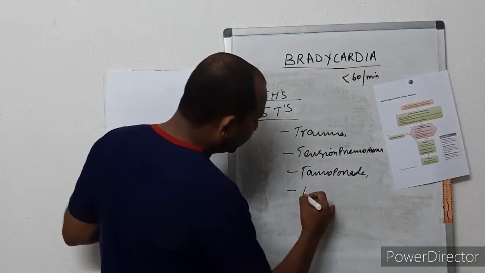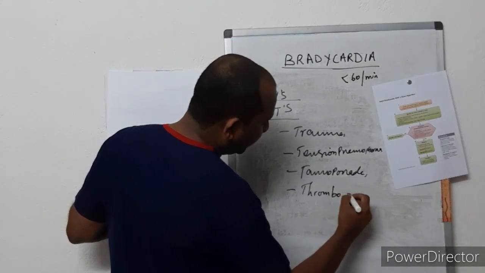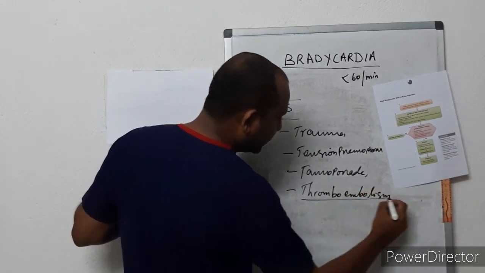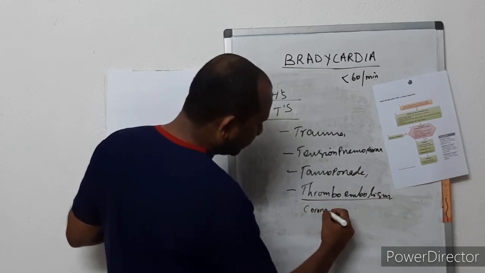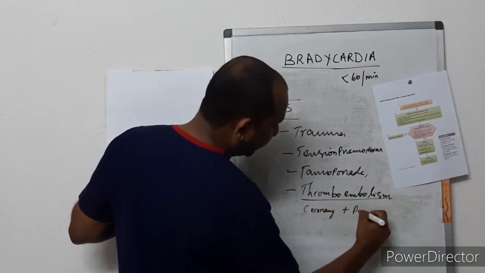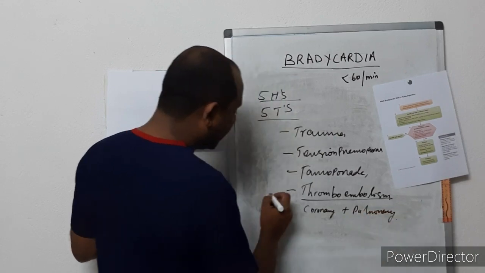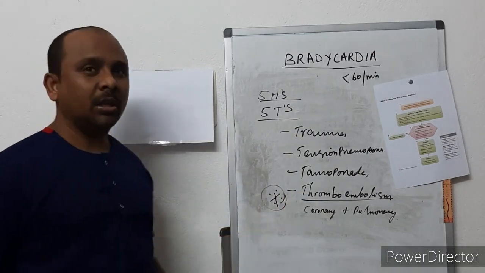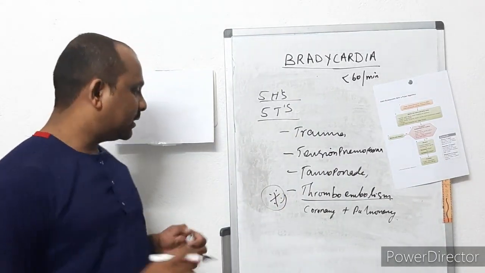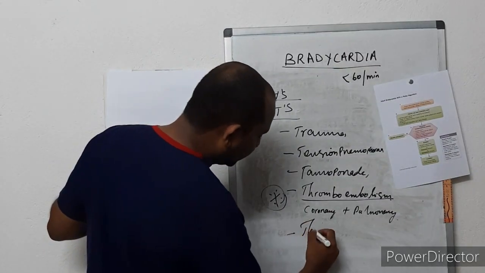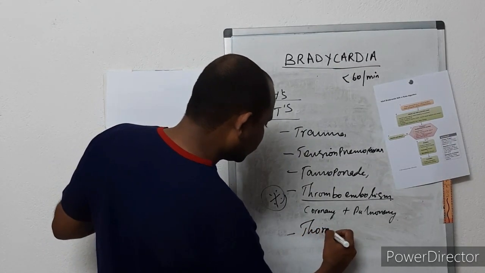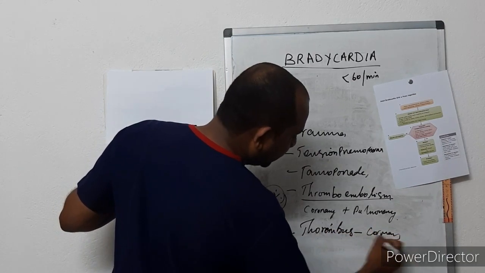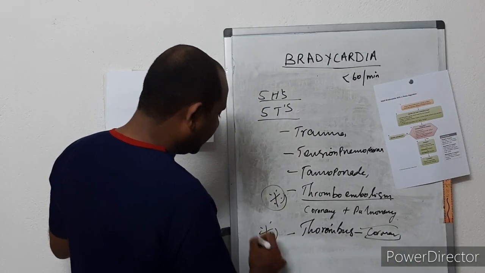The next very important thing is thromboembolism. Thromboembolism means it may be coronary or it may be pulmonary. So these are very important causes which will produce bradycardia. Next, the main thing is thrombus. Where is the thrombus? It means thrombus in the coronary. It means MI. So that will produce bradycardia.